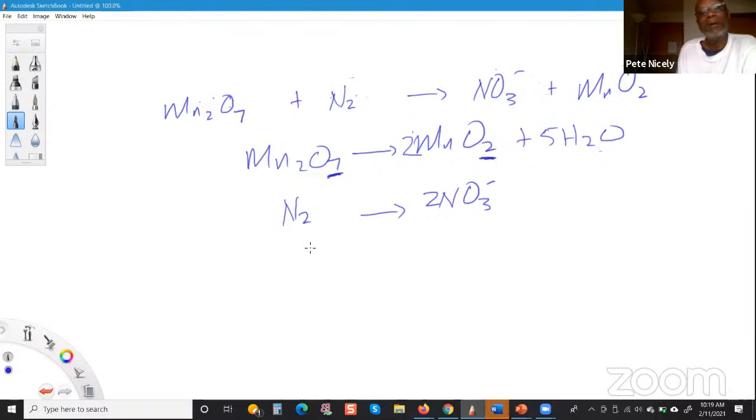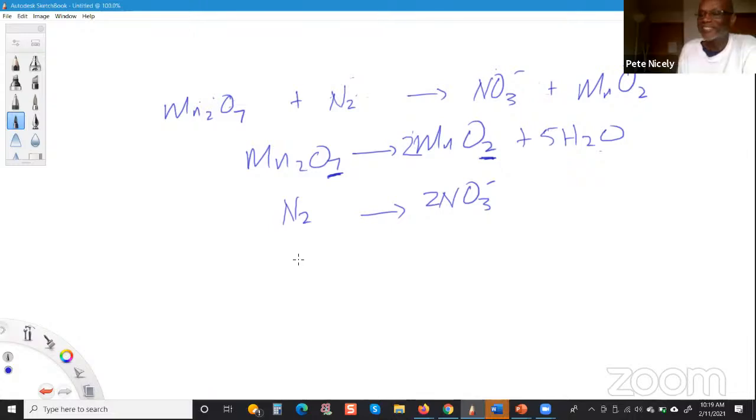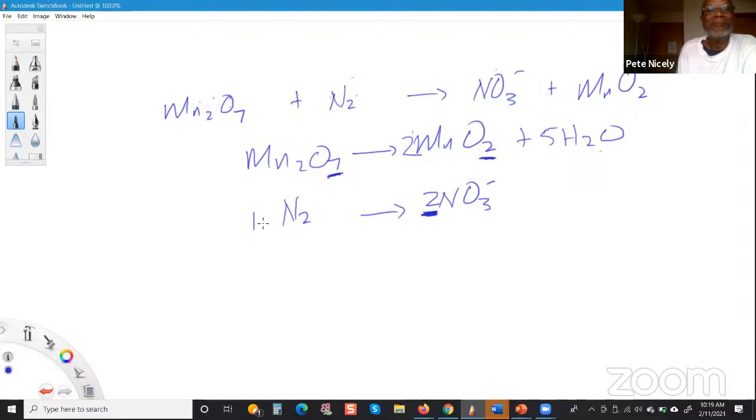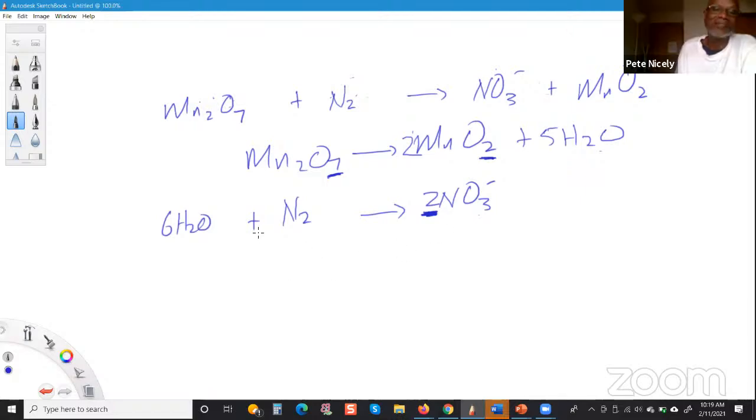Okay, what about the second half equation? You need a 3 H2O on the left. I knew somebody was going to say that. That's not right. A 6 H2O. There's a 2 here, right? So that means you're going to need 6 H2O here to balance with the 6 oxygens. 2 times 3, 6 oxygens on the right. Okay, what's the next step?